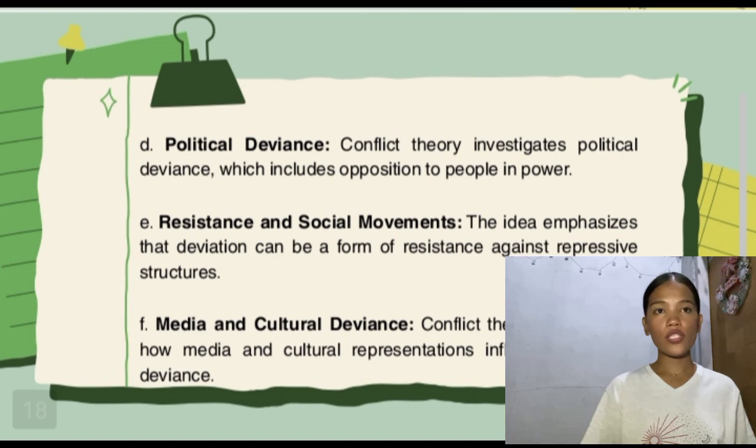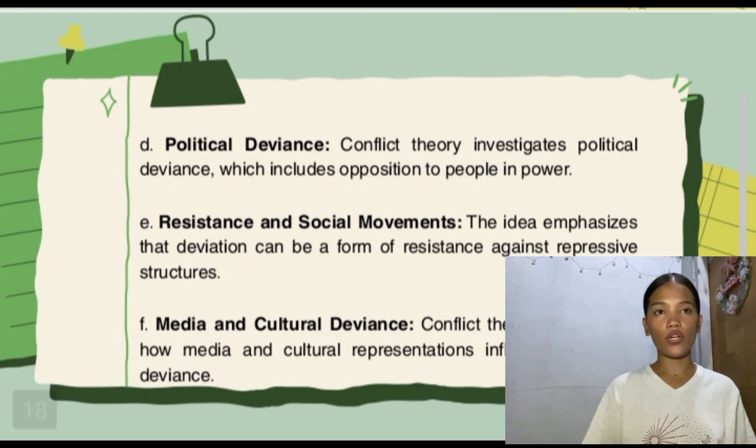Fourth, resistance in social movements shows other sides of deviance. Sometimes being deviant is actually a form of fighting back, like when people join movements against discrimination or injustice. Deviance in this sense becomes a tool for change.